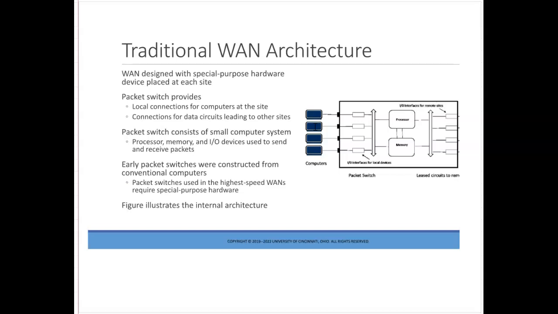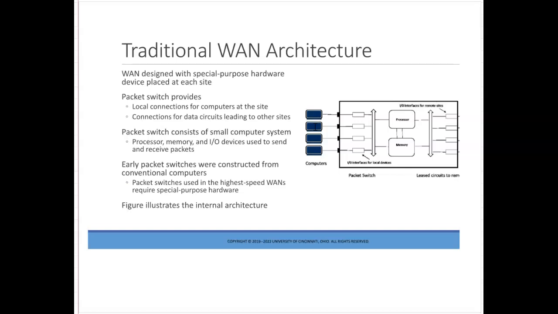A packet switch consists of a small computer system with a processor, memory, and I/O devices used to send and receive packets. Early packet switches were constructed from conventional computers. However, the packet switches used in the highest speed WANs require special purpose hardware. The internal architecture of a packet switch is illustrated in this figure.